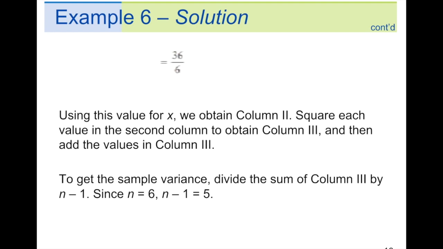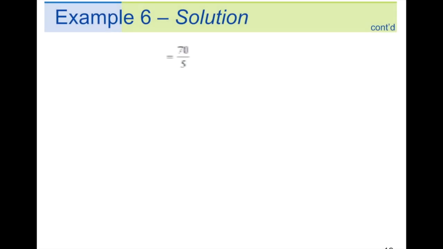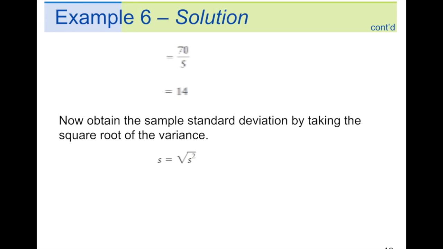To get the sample variance, divide the sum by n minus 1. Since n is 6, n minus 1 is 5. So we do the formula: 70 divided by 5, the sum of squares divided by n minus 1, and we get 14. So the variance is 14. Now obtain the sample standard deviation by taking the square root of the variance. So we get the square root of 14, which is approximately equal to 3.74.